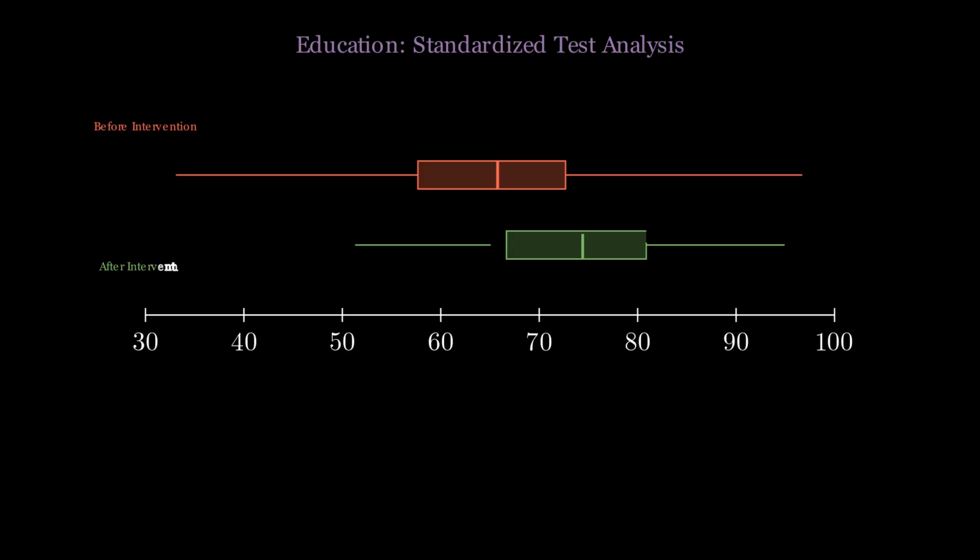Notice how the box plot reveals not just that scores improved on average, but that they improved across the board. The minimum, Q1, median, Q3, and maximum all increased. The narrower box shows students are more consistently achieving mastery. This visualization provides compelling evidence of program success to administrators, teachers, and parents.